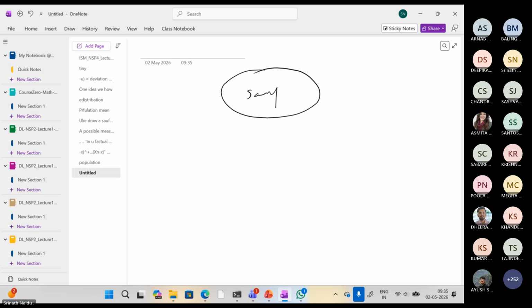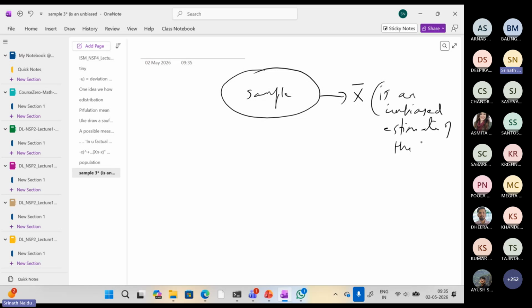We computed x bar. X bar is, let's say, not independent, but an unbiased estimate of the population mean.